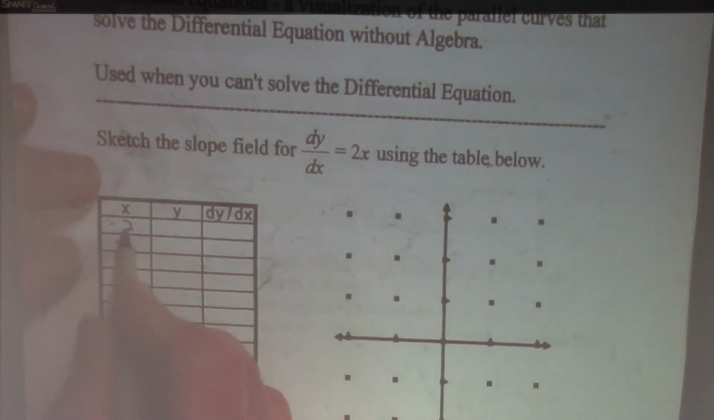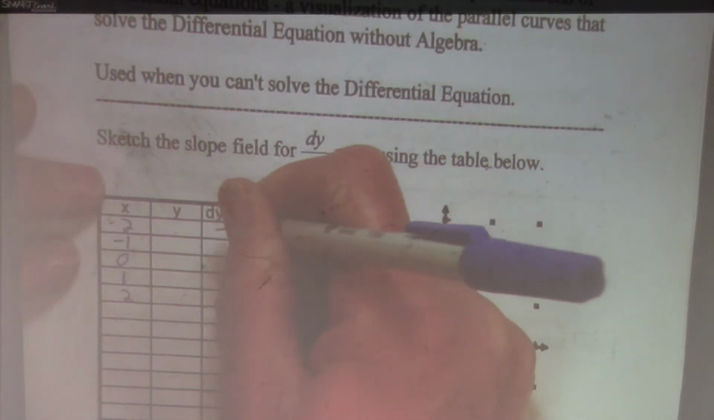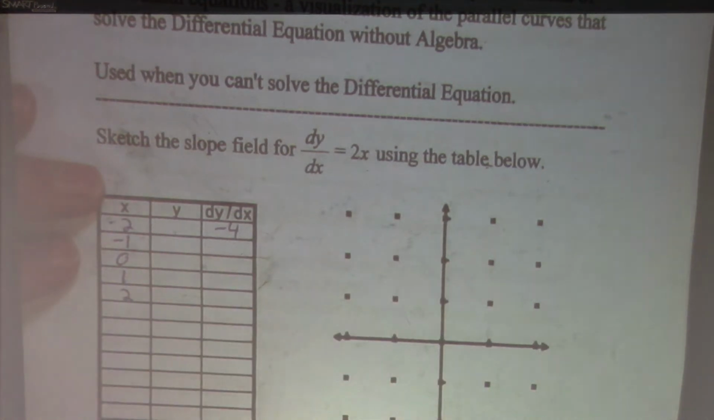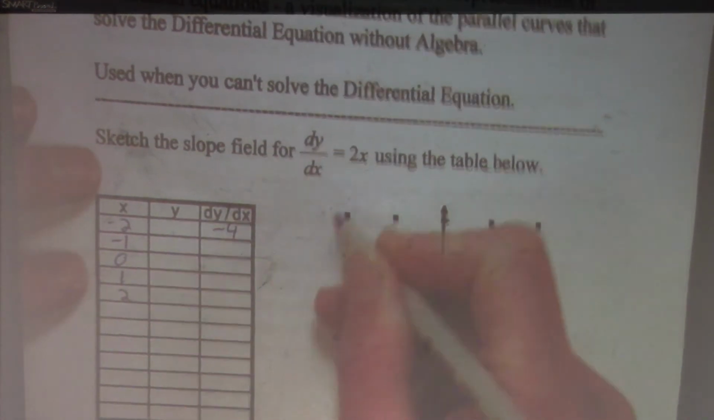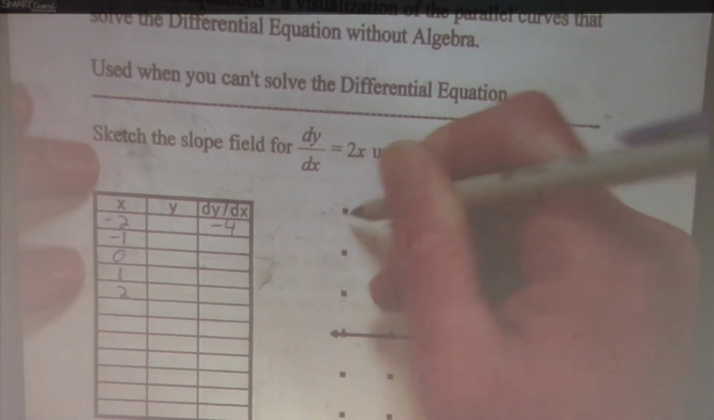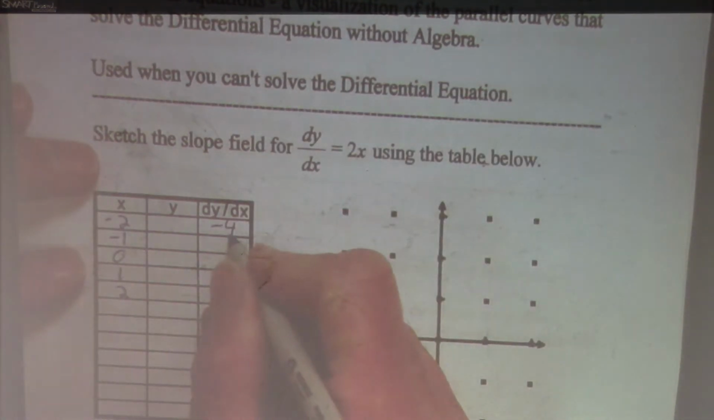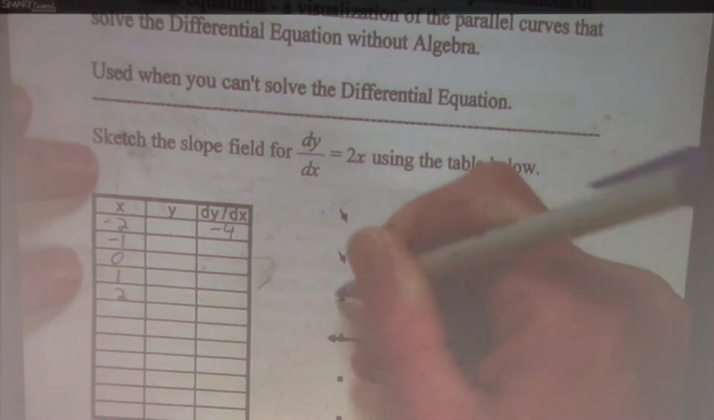In other words, when x is -2, 2 times -2 is -4. dy/dx is -4 regardless of what y is. So I'm going to go to x = -2, and regardless of what y is, I'm going to sketch a slope of -4. So that clearly needs to be a negative tangent line, and that's fairly steep, so it needs to be steeper than the parent function. So maybe something like this.